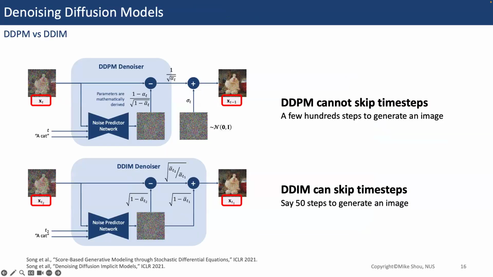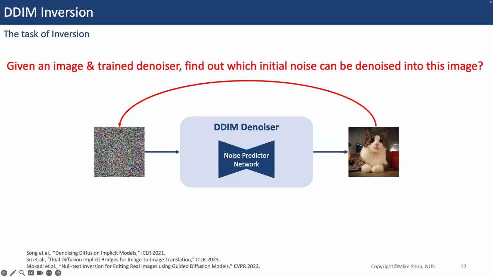So when comparing these two different models and their sampling process, we can see the distinct difference. The DDPM requires more steps to generate an image, but DDIM is more efficient and can skip some time steps, and requires, for example, only around 50 steps to generate a reasonably good image. And also, we introduced the DDIM inversion.